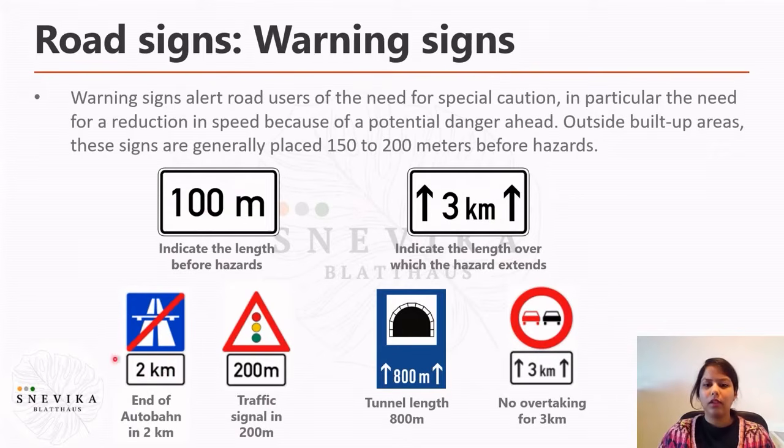If you see a sign without this arrow mark on the side, it means that after 2 kilometers or after 200 meters, whatever the sign is representing is going to start. And here it means that right now, for 800 meters, there is going to be this tunnel. It means right now for 3 kilometers, there is going to be a no overtaking zone. When you have to answer such a question, you should concentrate on whether there is an arrow or it is empty. If it is empty, it means that ahead in 2 kilometers, the Autobahn is going to end. And here, for the next 3 kilometers, overtaking is going to be prohibited.